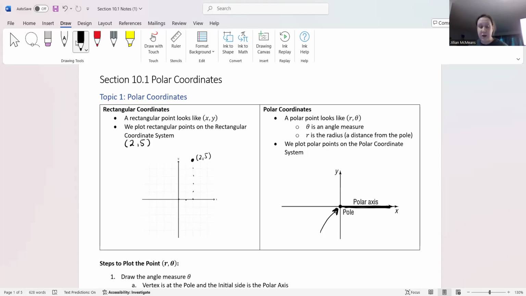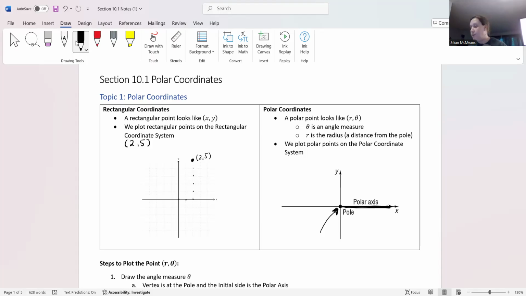Lots and lots of different fields use this: navigation, dealing with sonar and radar; physics, dealing with circular motion and waves; engineering, all sorts of engineering jobs where you're dealing with gears and motors; even computer graphics. This kind of stuff is really helpful in these real world applied fields. Now, for us at this point, we're not going to go too deep. We're just going to introduce this idea so that when you need to use it later on in your math and science career, it won't be quite a shock to you.